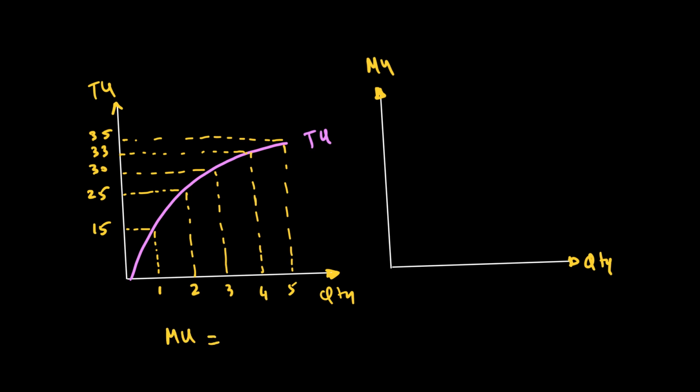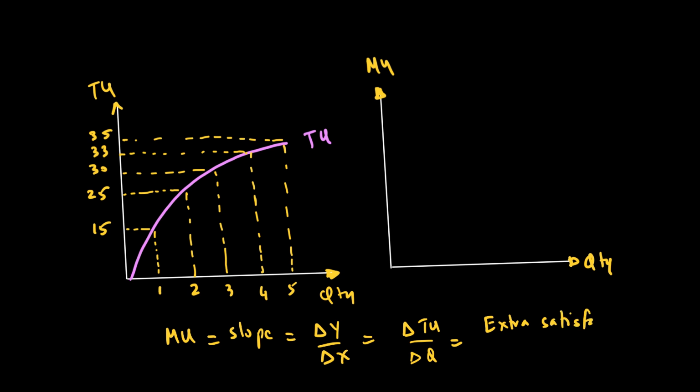Now when I say rate, I mean to say it's a slope. Slope is always a rate, as we've learned in maths, and the formula for slope is change in y over change in x, which would mean the formula for MU would be change in TU over change in Q, and that tells us what we call the extra satisfaction from one additional unit.